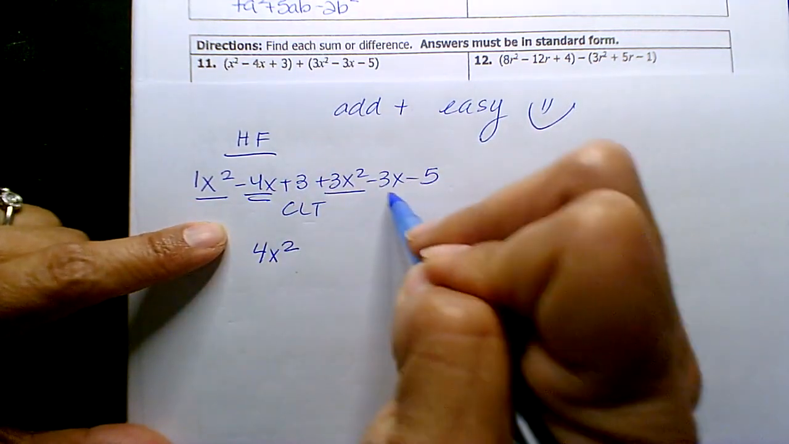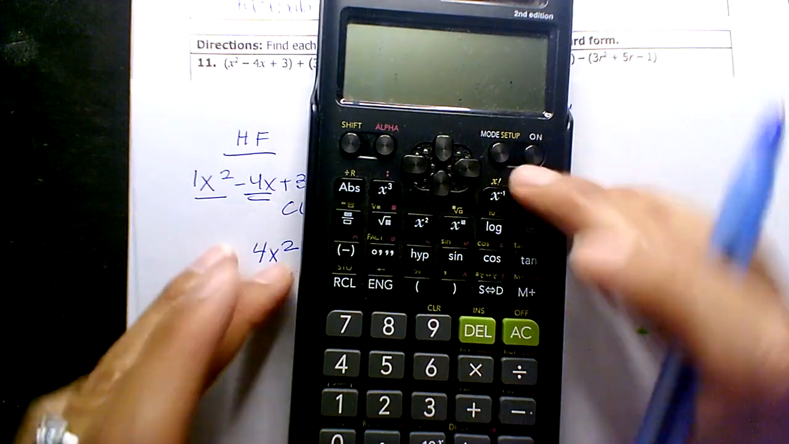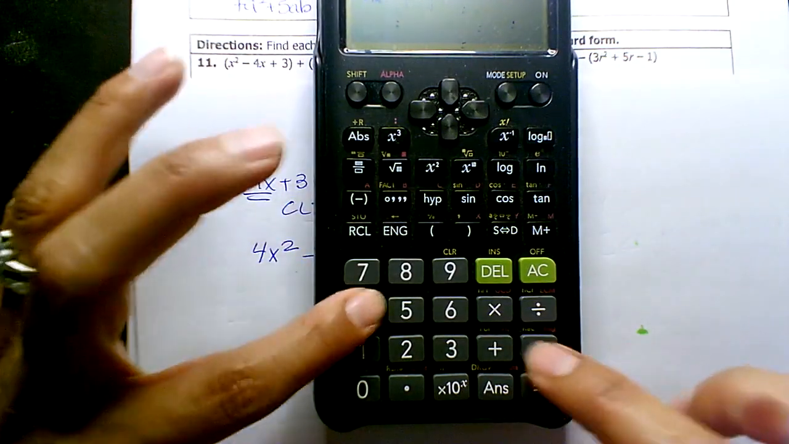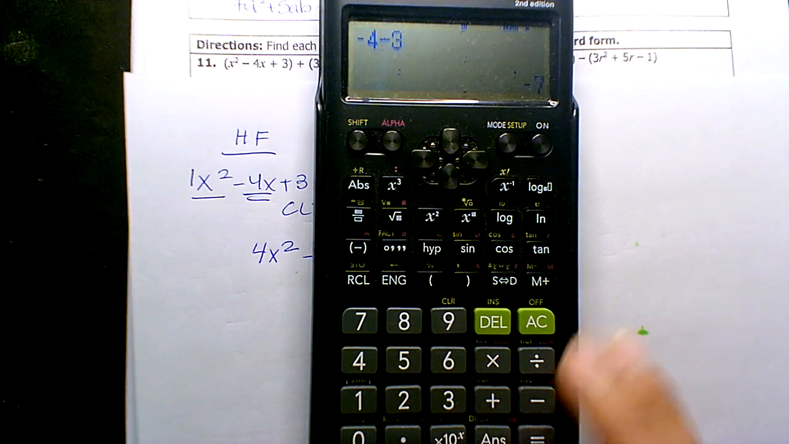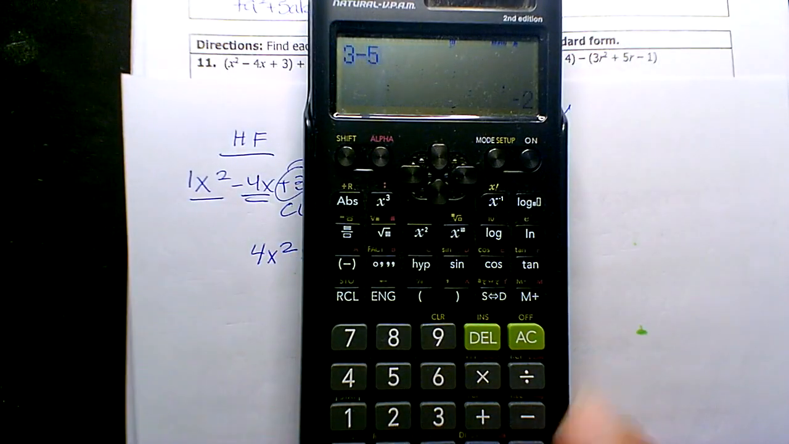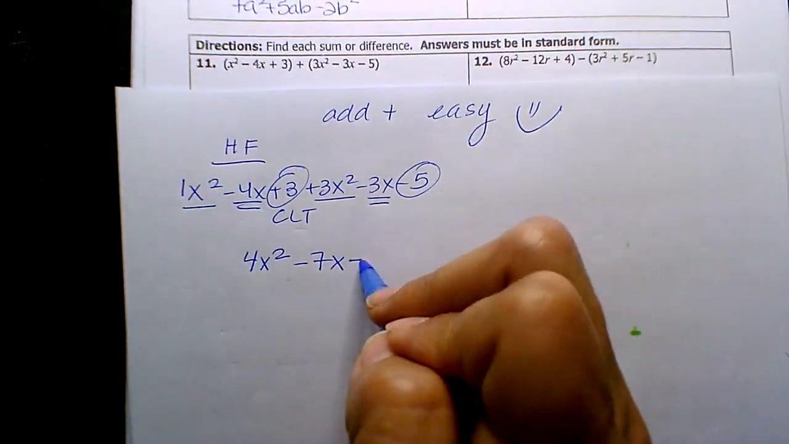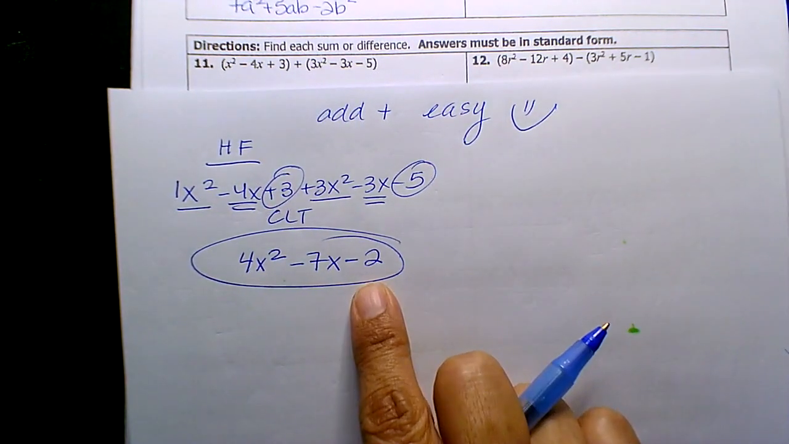Next, minus 4x minus 3x is minus 7x. And remember, you guys have access to a calculator. Don't mess it up. Grab a calculator. What's minus 4 minus 3? Type it in. Verify it. Why lose a point? And then 3 and negative 5. Again, what's 3 minus 5? Negative 2. And just do that. Okay, so there's that.